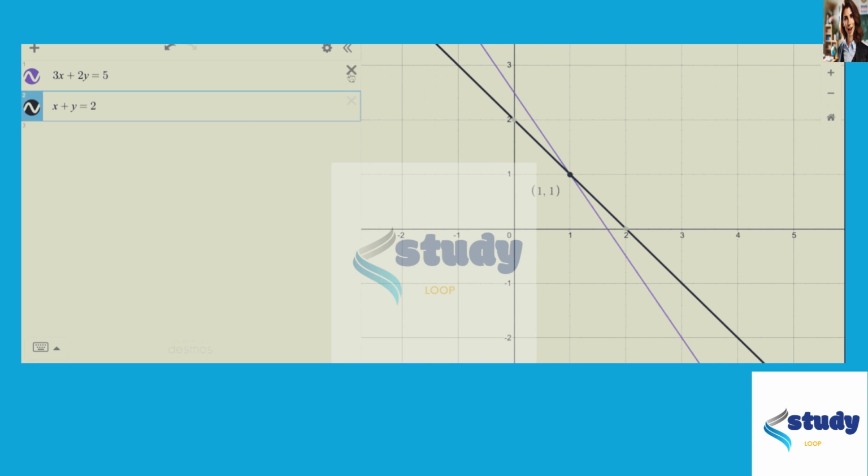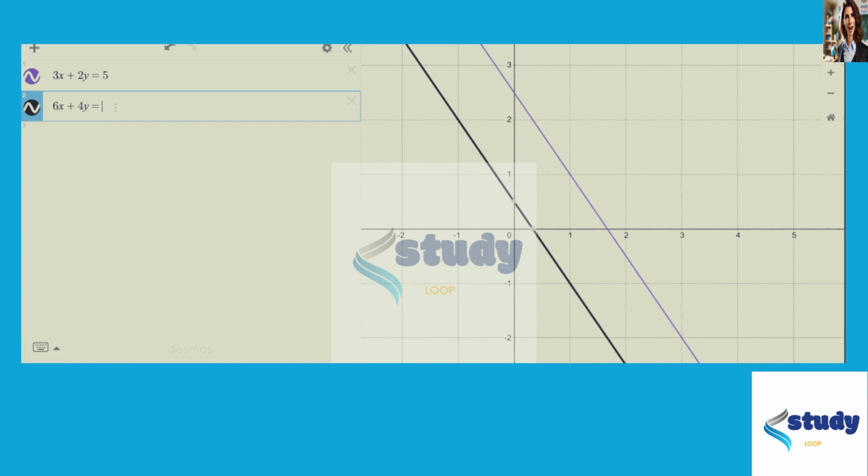Now, there's a couple things we want to look out for. When we have these two equations, we want them to be unique equations. So for example, if I had put 6x plus 4y equals 10, notice that that's the exact same equation. I could just divide this whole thing by 2 and I would end up getting this. So that's why we end up getting the same equation as a result.